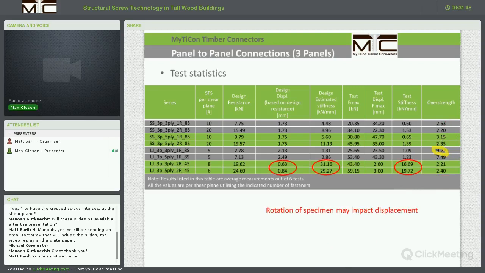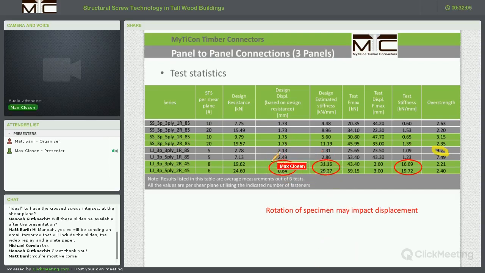The LPJ factor, I believe, is a factor for a limited penetration. So if you have less than 8 times D penetration into the main member, you get penalized with a certain factor that reduces your capacity. So this might be one of the factors that influences the high overstrength factors here.